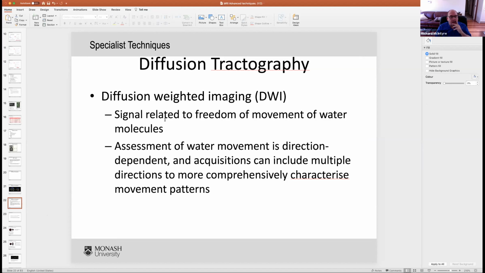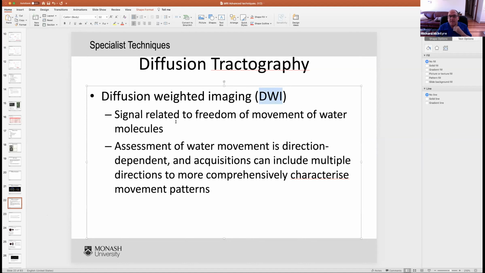It's very closely related to diffusion weighted imaging that we've discussed. The signal is related to the freedom of movement of water molecules. So if the water molecules are free to move around the brain, then we're going to decrease signal. We're going to get less signal back. If the water molecules are confined to a small space, like we've seen with infarcts, where the cell is dead and the water molecules are trapped inside this dead cell, you're going to start to get signal in that area.